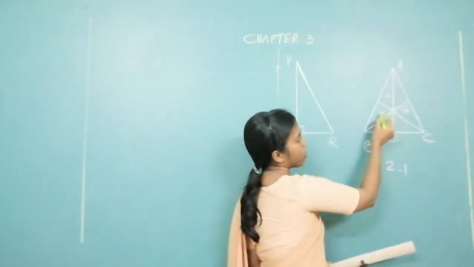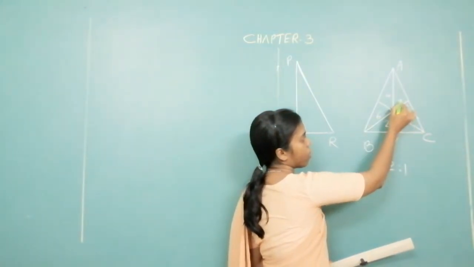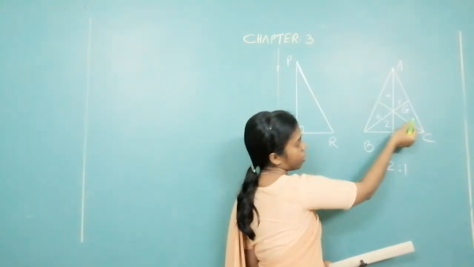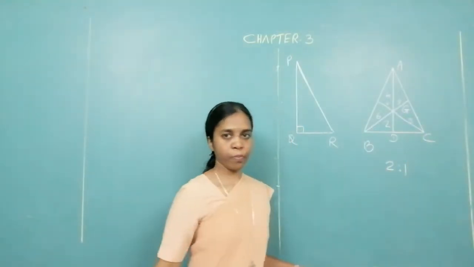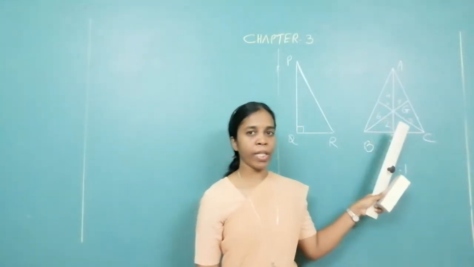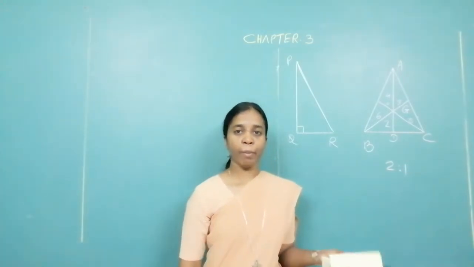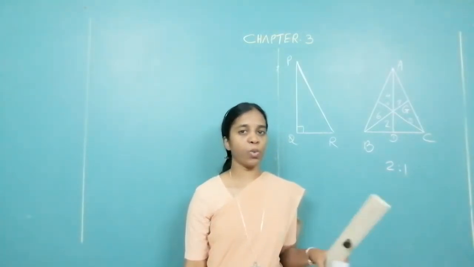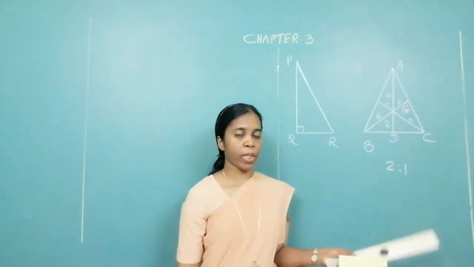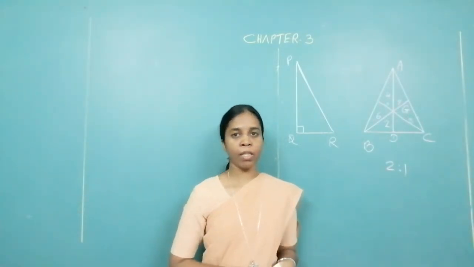Similarly, B to G, this is 6 centimeter, then this will be 3 centimeter. Suppose this is 8 centimeter, then this will be 4 centimeter. So the centroid divides the median in the ratio of 2:1. We should remember this property because we will be using it later in the sums.